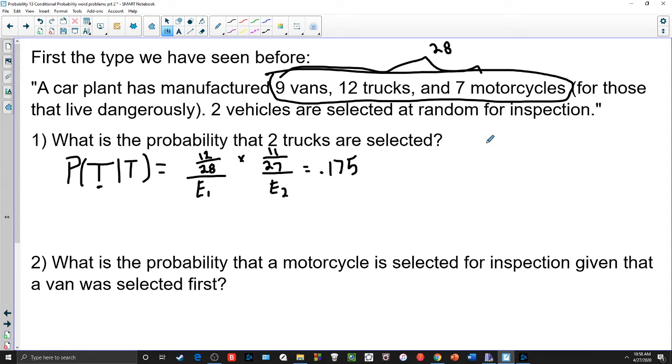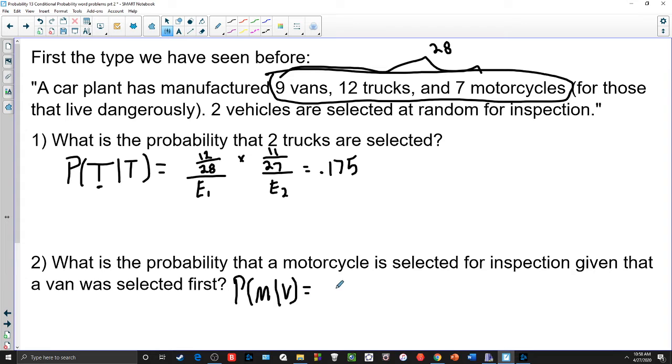Again, it's a problem we've done before, it just doesn't have as clear-cut a direction as to what to do. What's the probability that a motorcycle is selected given that a van was selected first? So the probability that we pick a motorcycle given that we've already picked a van.